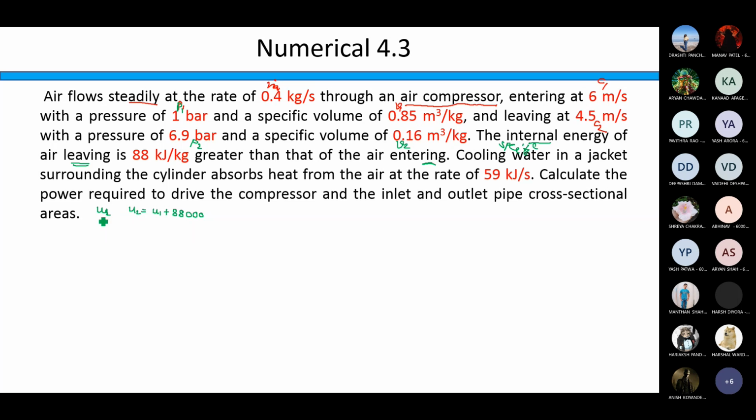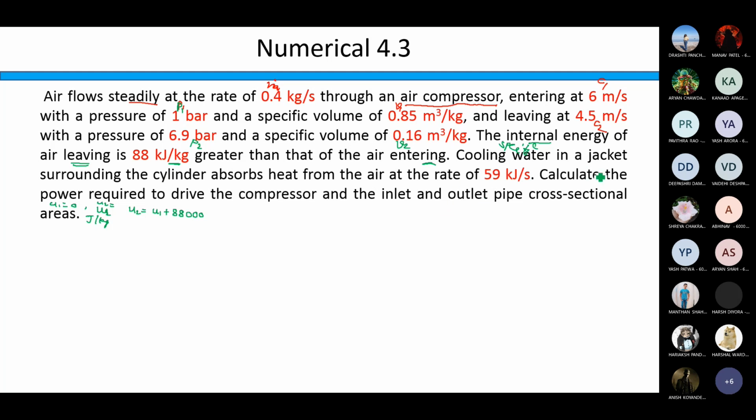So the unit for this specific energy is joule per kg now, and not kilojoule per kg. Is it clear? So if you want to use in kilo, then you will write only 88 here and not 88,000. So up to this point it is clear, greater than that of the air entering, right? Or you can simply say u1 is equal to 0, then u2 will be equal to this quantity. That is also fine because these two are relative terms, right?